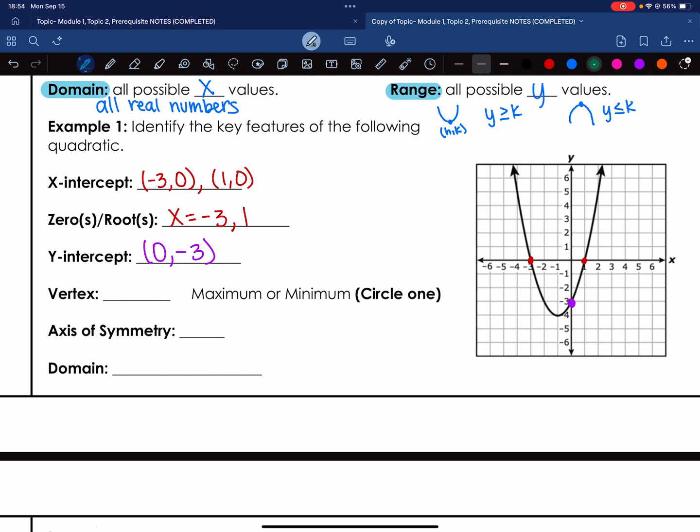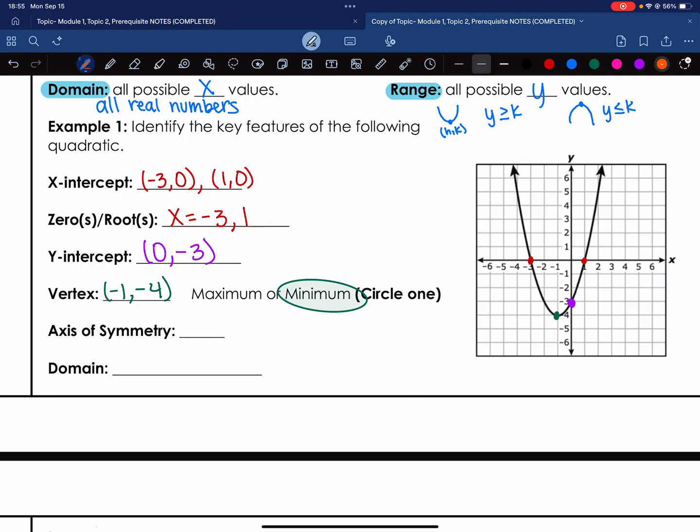The vertex is the lowest or highest point. It's the turning point. That's right here. So that x value is at -1 and the y value is at -4. So then we want to know, is this a maximum or a minimum? This is a minimum. It is a low point on the graph.